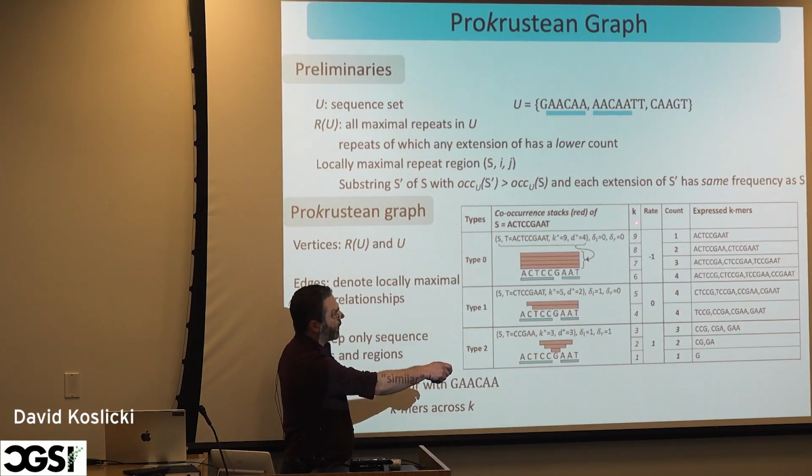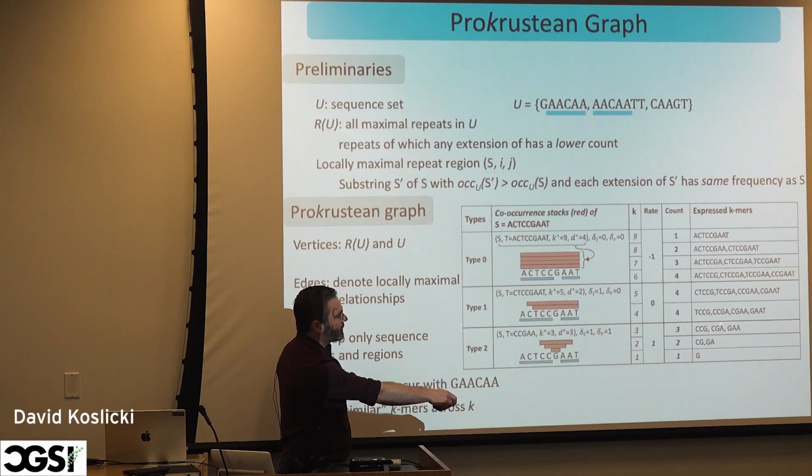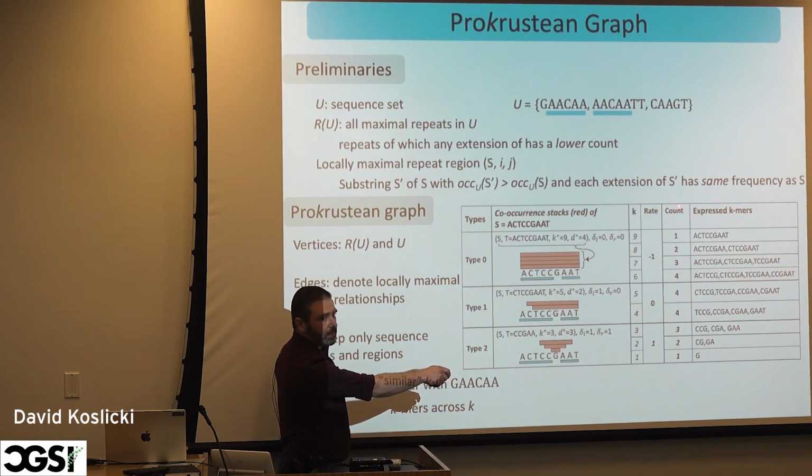Look at this column K right here. K is going from the bottom to the top from 1 up to 9. Let's look at all the k-mers in this region and keep track of their counts. For this type 2, as I increase the k-mer size, the number of distinct k-mers goes up by 1. For the stair step 1, as I increase the k-mer size, the counts stay the same, 4 and 4. And then here, as I increase the k-mer size, my count goes down by 1.